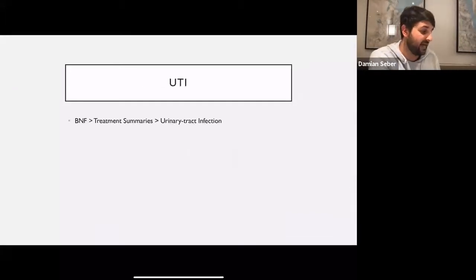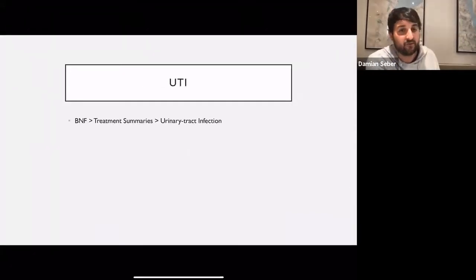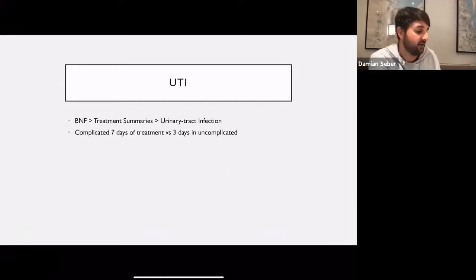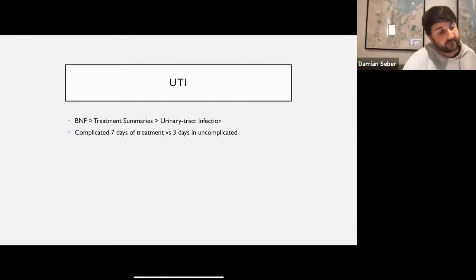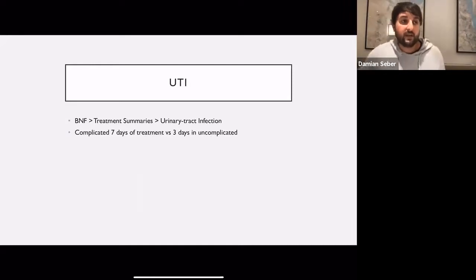So for a UTI, if you go to the BNF, treatment, urinary tract infection, that will give you all the information you need on UTI. It literally separates it out for lower urinary tract, pyelonephritis, complicated, uncomplicated, and what to do if they're pregnant. So it's all there for you. Half the battle is just knowing where to look and knowing where to go.